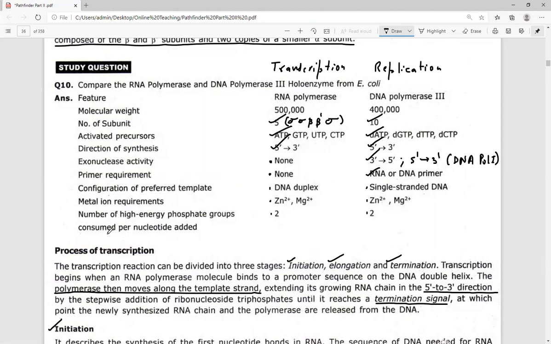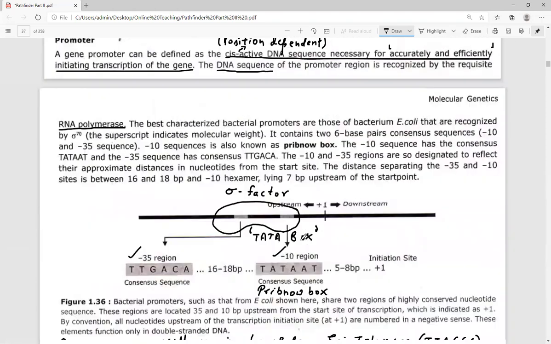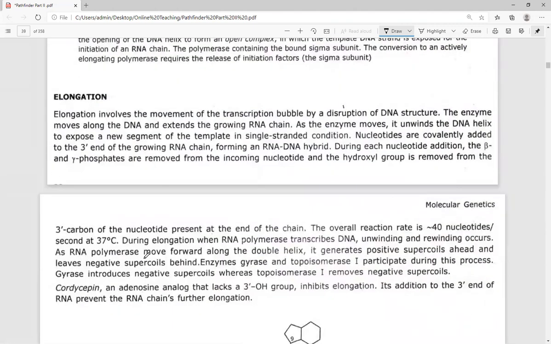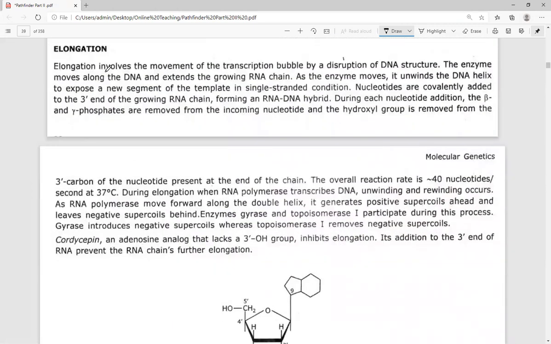Now, the process of transcription. How does the process of transcription take place? I've already told you initiation, elongation, and termination are the 3 different steps involved. We have seen initiation. Now we would be looking at elongation. But before that, let us have a look at the animation.